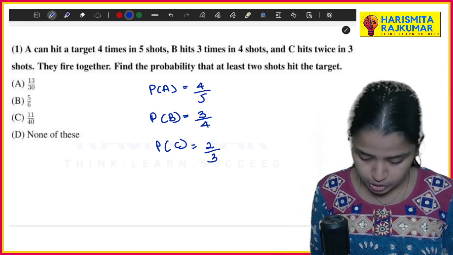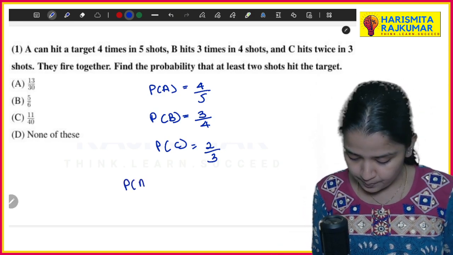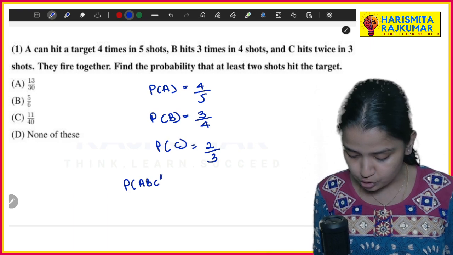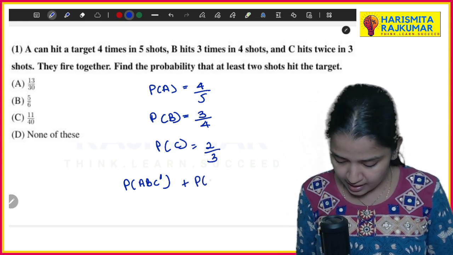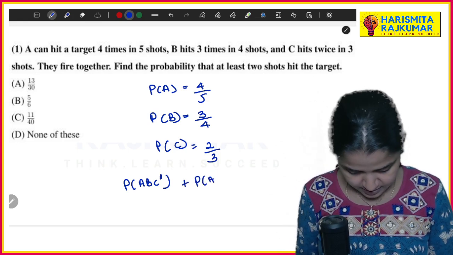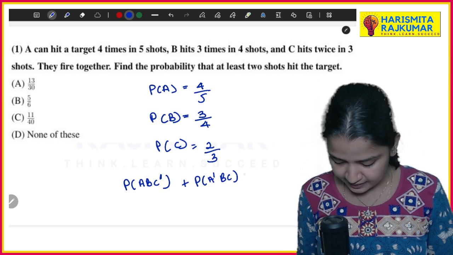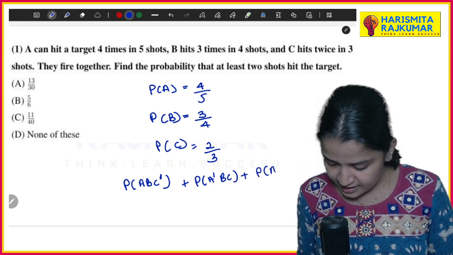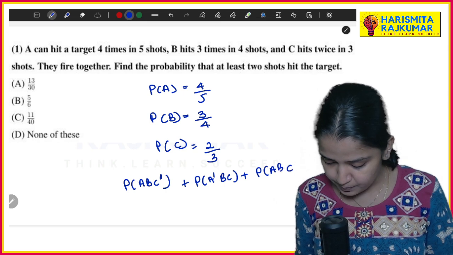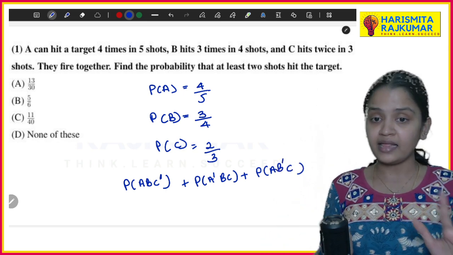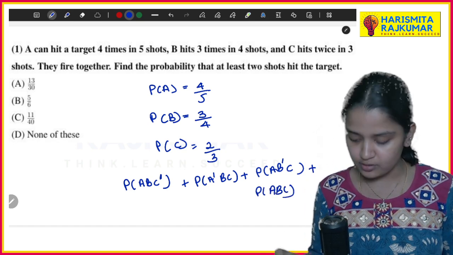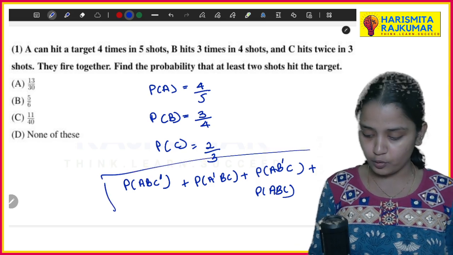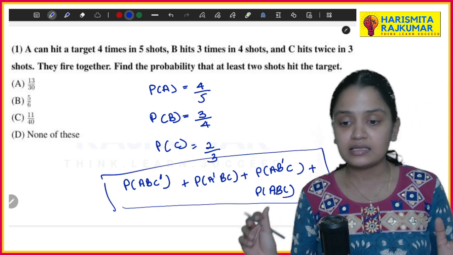So we have to find the probability that at least 2 shots hit together. At least 2 shots hitting together means either A and B hit and C does not hit, where dash means it is not hitting. Or A is not hitting, B and C are hitting. Or A and C are hitting, B is not hitting. Or all 3 can hit. This is what we are supposed to find.